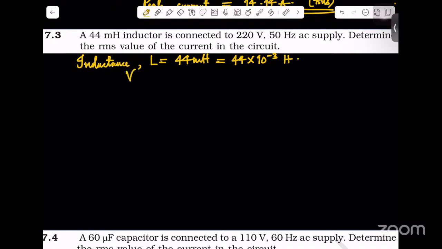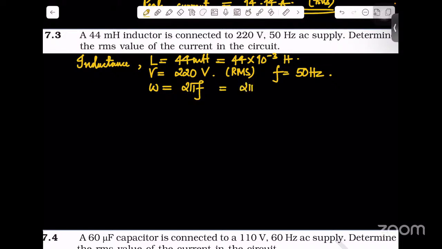And the source voltage is 220 volts. If nothing is said, then this is actually the RMS voltage. And the frequency of the source is 50 hertz. Now, the angular frequency of this source will be omega equals 2 pi f, which is 2 pi into 50, which is 100 pi.